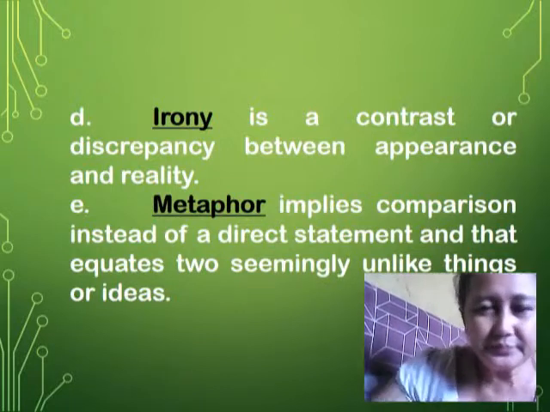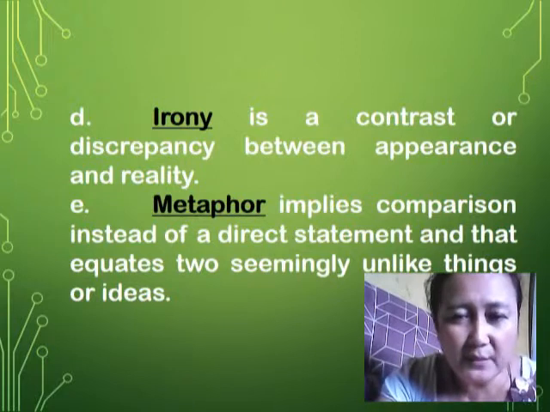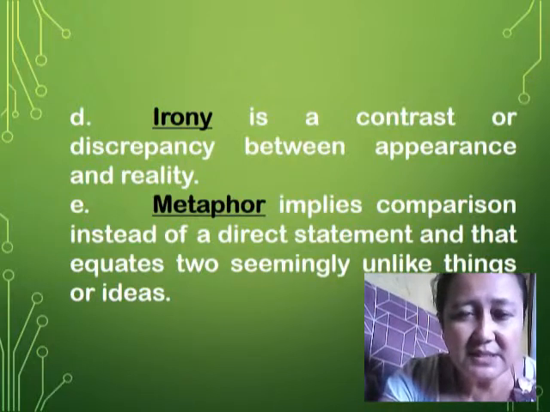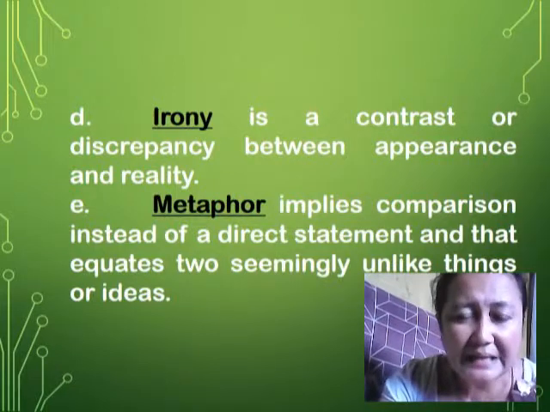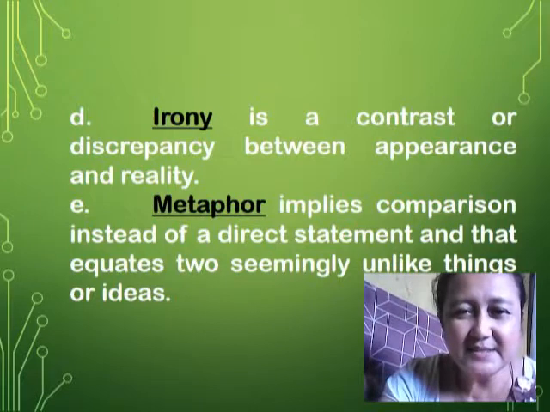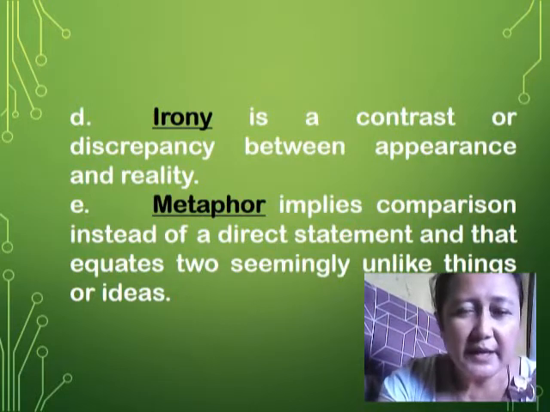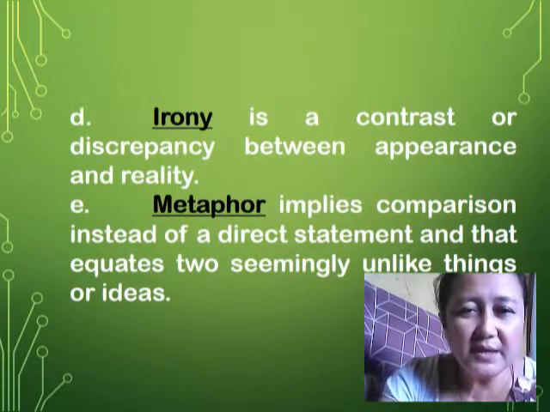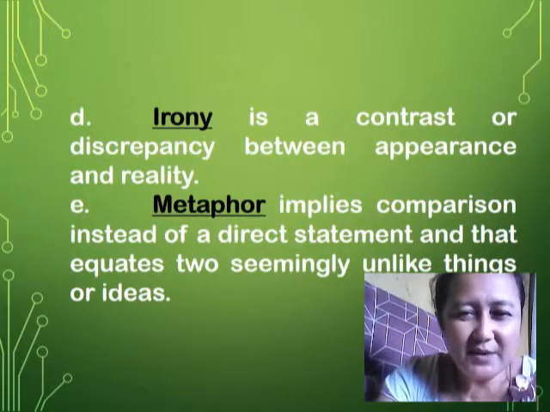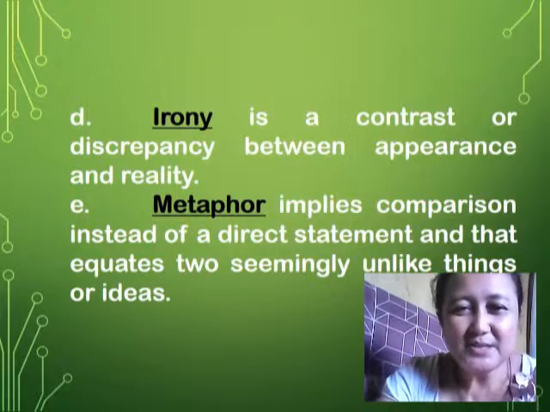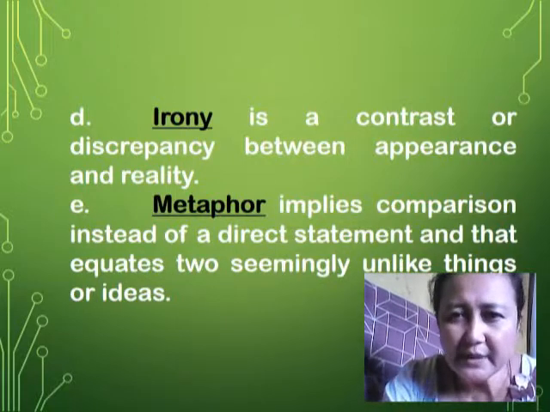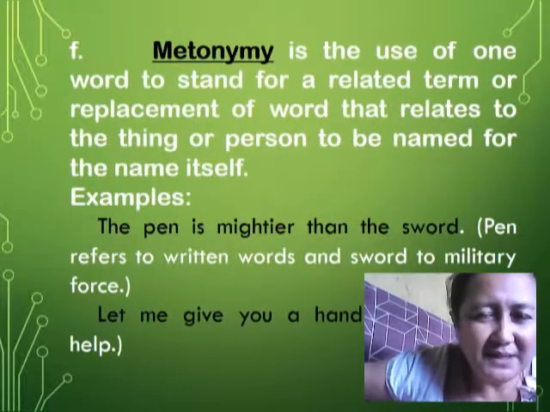Okay, next, metaphor. It implies comparison instead of a direct statement, and it equates two seemingly unlike things or ideas. So, a person, for example, and a rose. You say, you are the rose, the rose that both makes me happy and also makes me sad because of your thorns. Okay, so metaphor. And then we have metonymy.